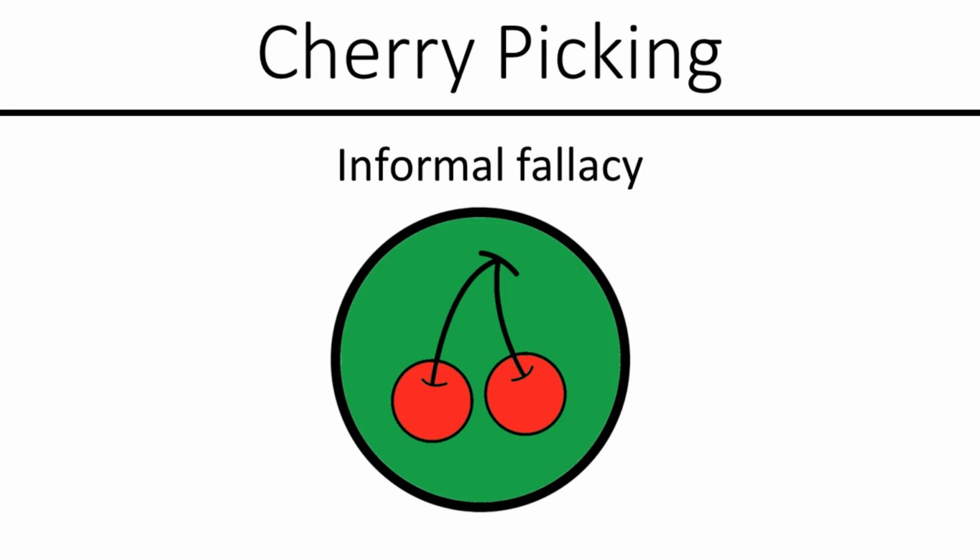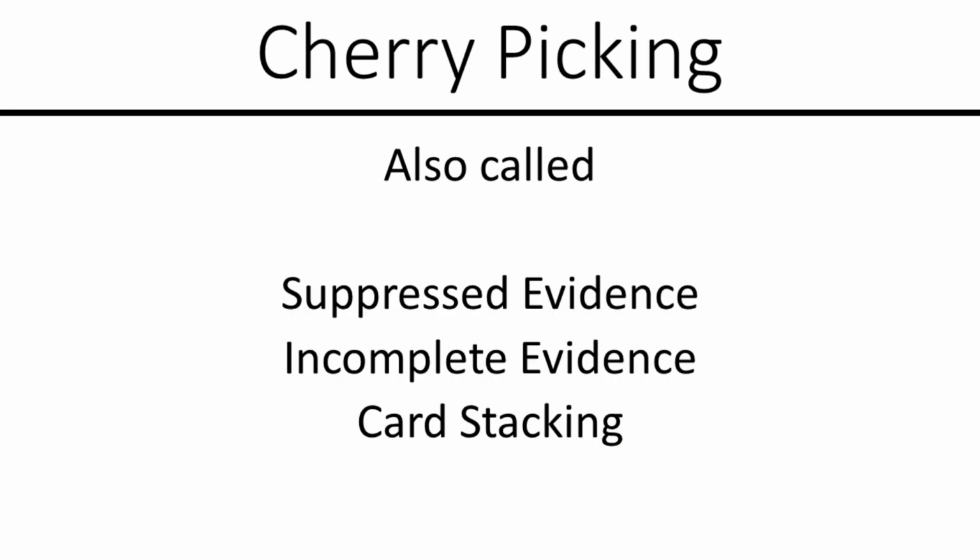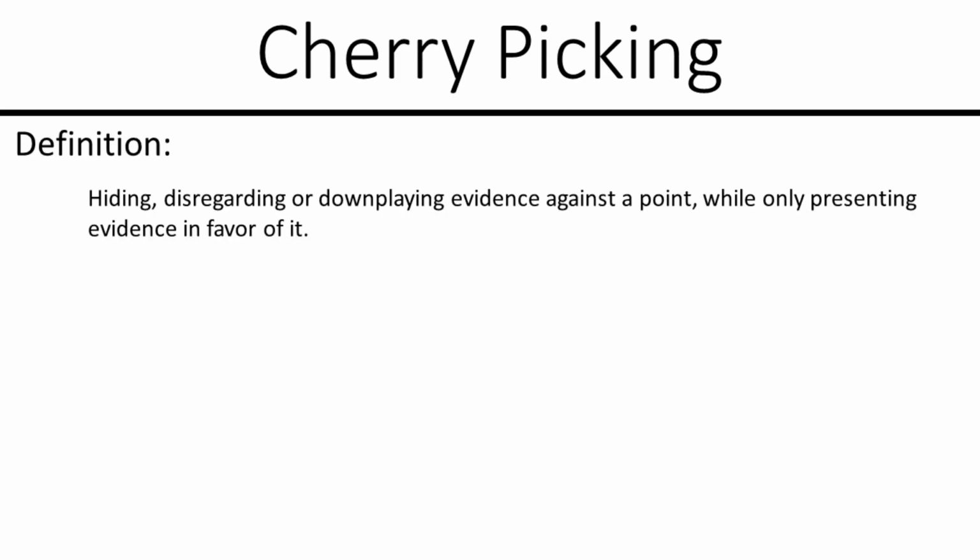Cherrypicking is an informal fallacy, also known as suppressed evidence, incomplete evidence, or card stacking. It is the practice of hiding, disregarding, or downplaying evidence against a point, while only presenting evidence in favor of it. Labeling it a fallacy is not entirely correct, as a sound or even valid argument can be made using it. The problem comes from not taking into consideration evidence against the argument that may be even stronger.